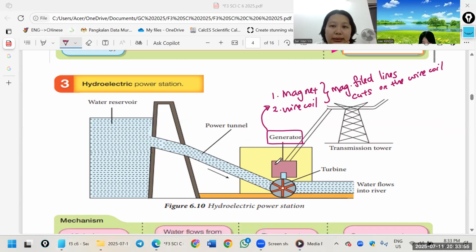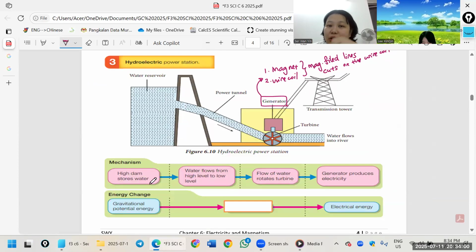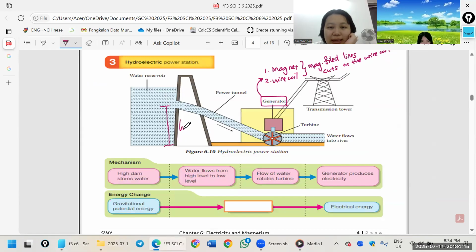Okay, so now we need to learn what the energy change here is. We learned energy last year. I believe you forgot. It's okay. So now when you see this one, there is height. Then we say this energy is gravitational potential energy. When the water starts to flow, starts to move, it will change to kinetic energy.